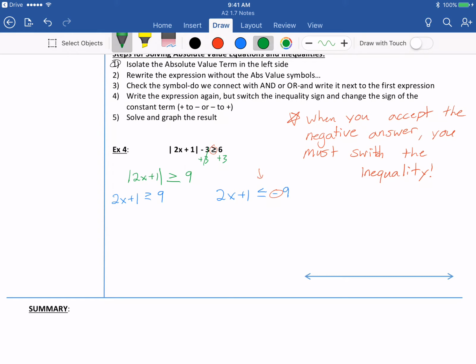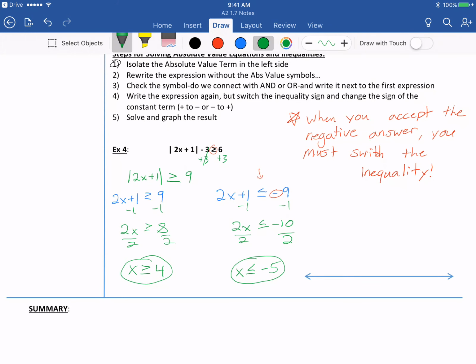Now you go through and solve this just like the other one. So you subtract 1, subtract 1, subtract 1, subtract 1. I like to do the same step to every one because that's just how I like to do it. So I have 2x is greater than or equal to 8, and I have 2x is less than or equal to negative 10. Now if I divide by 2, divide by 2, divide by 2, divide by 2, I get x is greater than or equal to 4. Circle that guy, and I get x is less than or equal to negative 5.